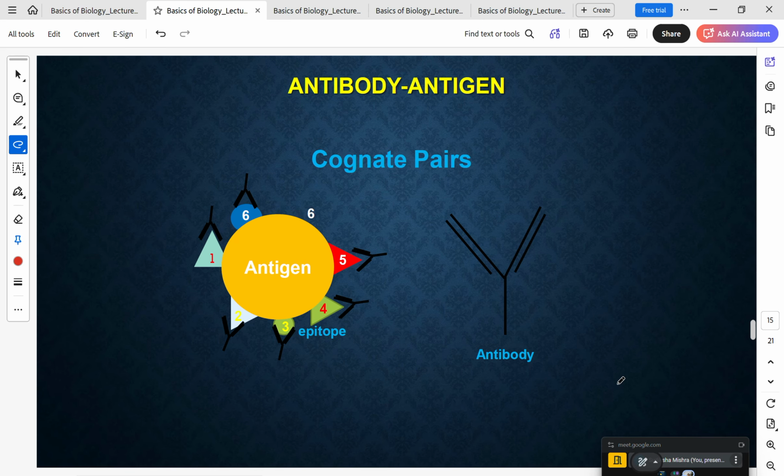So the antigen and antibody are known as a cognate pair because the reaction is very specific. A particular antibody will only bind to a specific antigen. Cross reactivity is seen if the structure or the sequence is very same, but then that also means that the epitope is probably the same for both of these antigens.